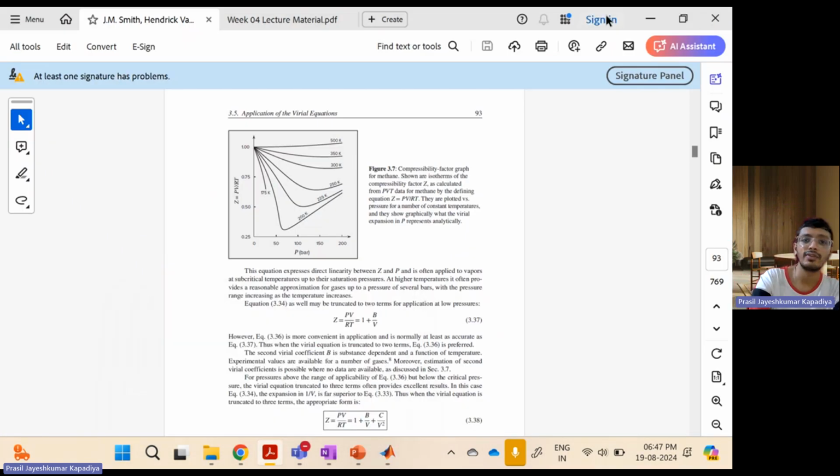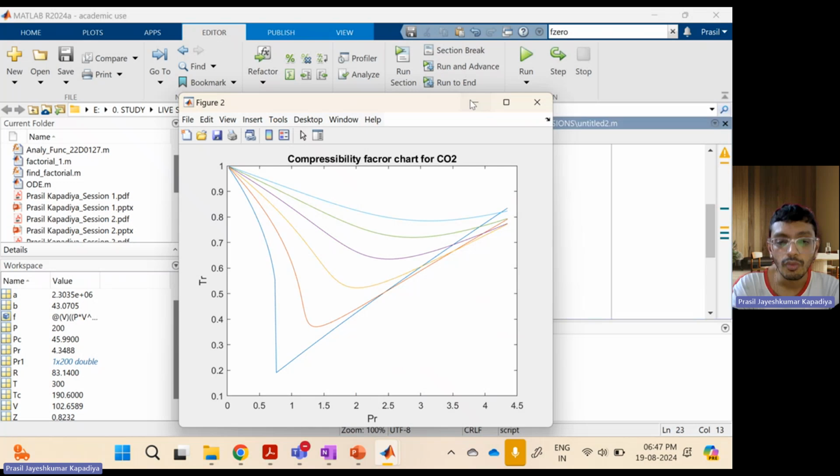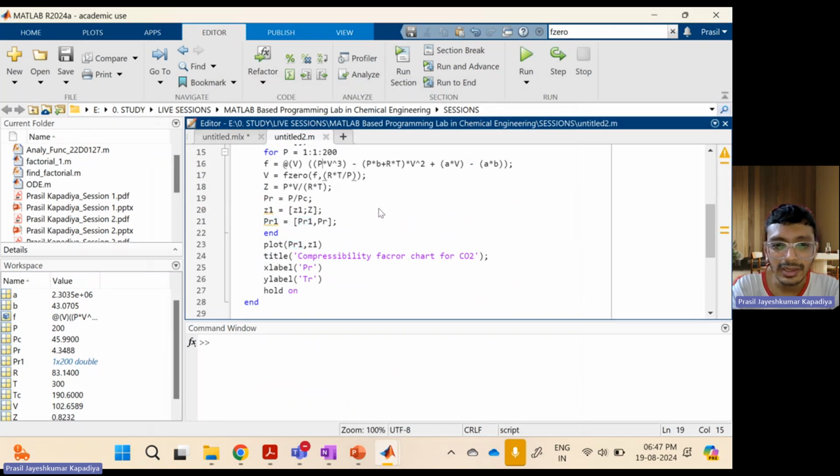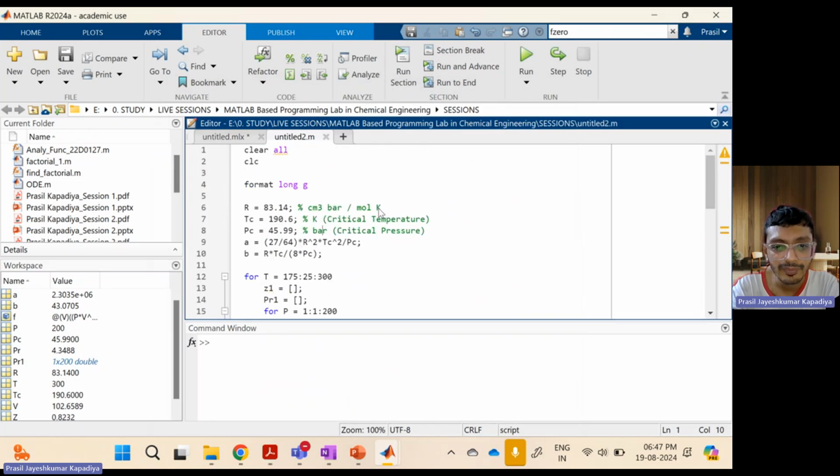So let's check at 500 Kelvin. For 500 Kelvin, let's do one thing. Let's go in intervals of 100. I just want to check what's happening at 500 Kelvin. So that will be our last line. It won't go, let's say, to 200.